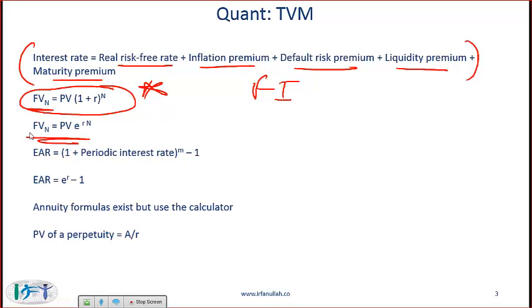Next one also is extremely important. This uses continuous compounding. So if you are using a continuously compounded rate, then you use e, and you need to use the calculator for this.